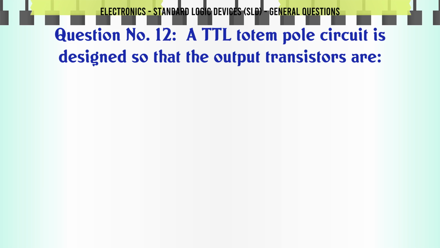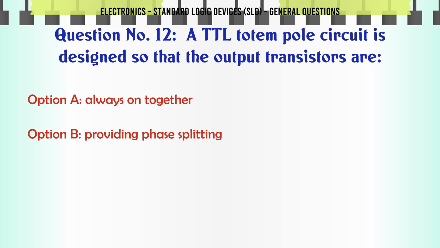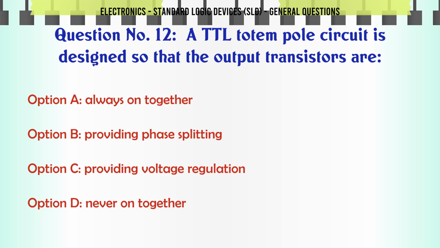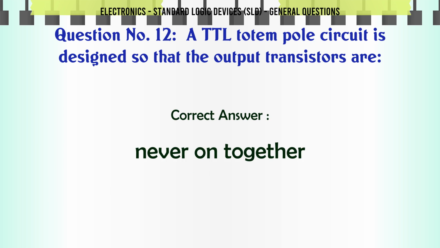A TTL totem pole circuit is designed so that the output transistors are: A. Always on together. B. Providing phase splitting. C. Providing voltage regulation. D. Never on together. The correct answer is never on together.